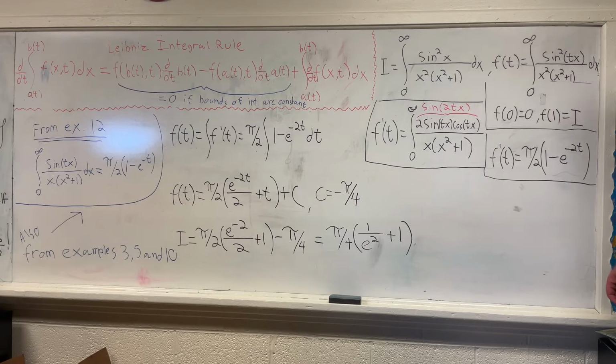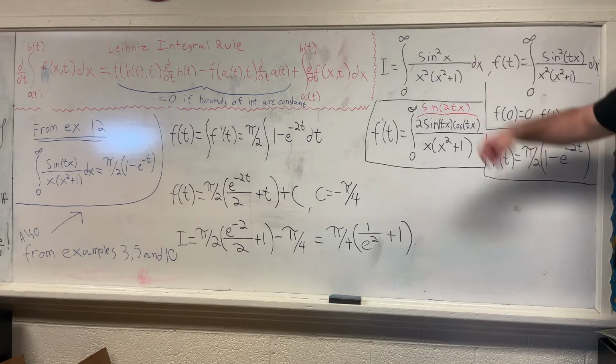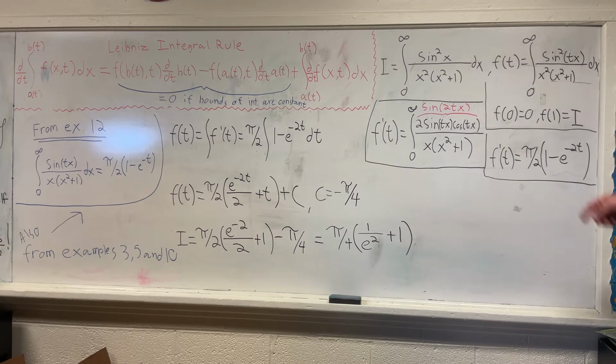So like always, we're going to create a function of t that closely resembles our original integral. In this case, I'm simply putting a t right in front of the x to give us f of t is equal to the integral from 0 to infinity of sine squared tx over x squared times x squared plus 1 dx. Also, we will note that f of 0 is equal to 0 and f of 1 is equal to I. Pretty easy to see that.